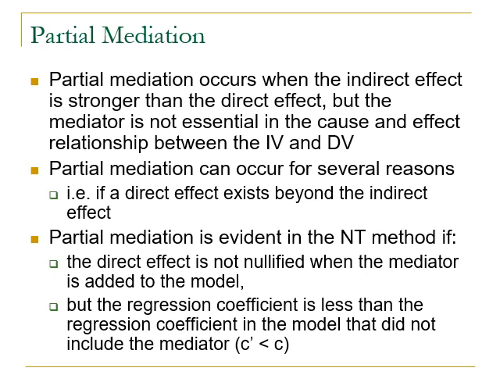Partial mediation is evident in the normal theory method if the direct effect is not nullified when the mediator is added to the model, but we still have a significant difference. In other words, the Sobel test is significant, but C prime is still significant by itself in the overall model. It did not become an insignificant relationship. It is still significant, it is just weaker. It is smaller than the original C, but it's still significant.